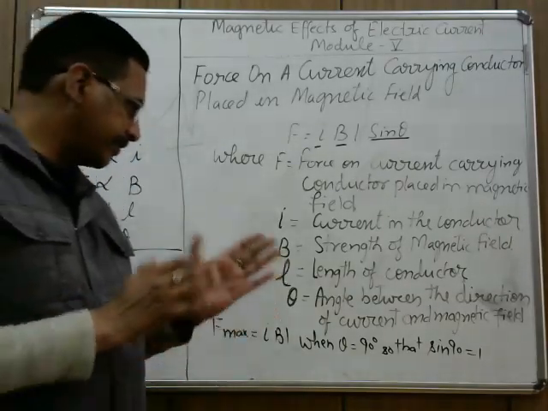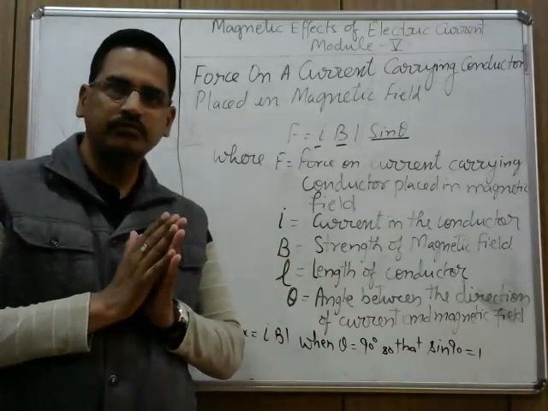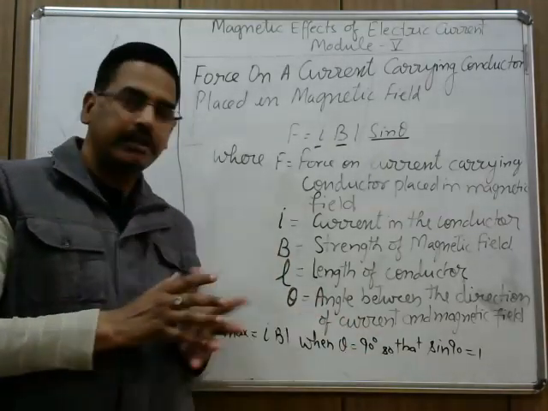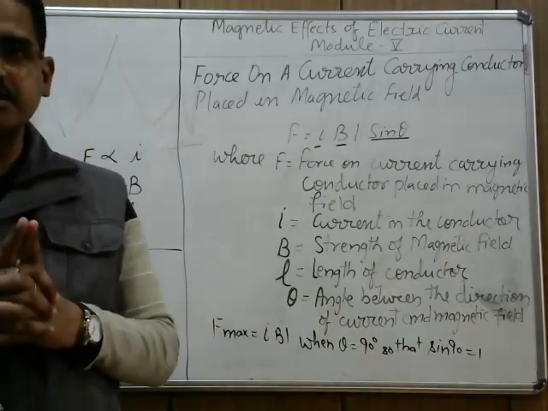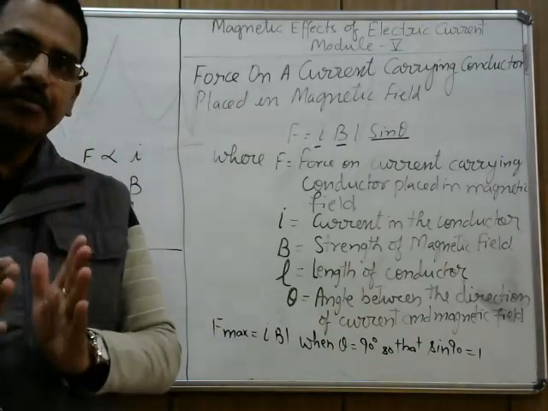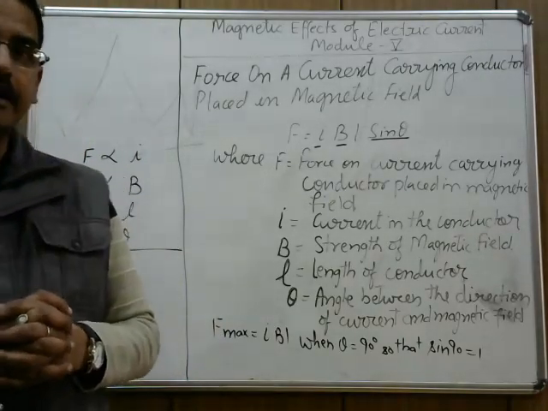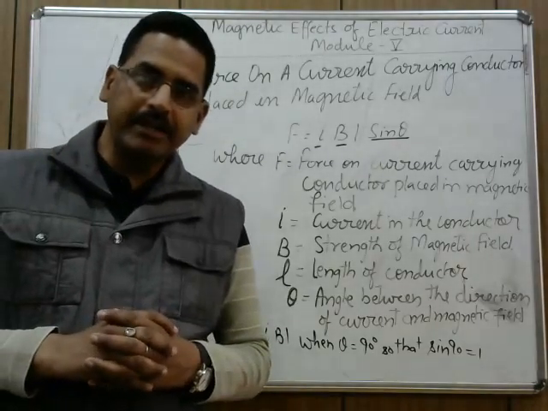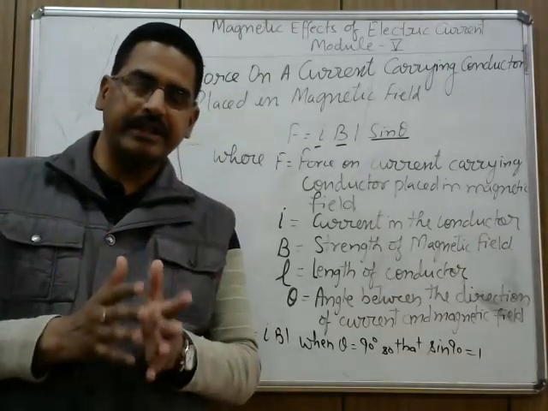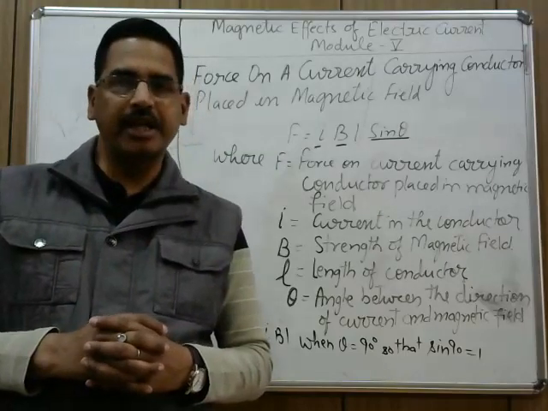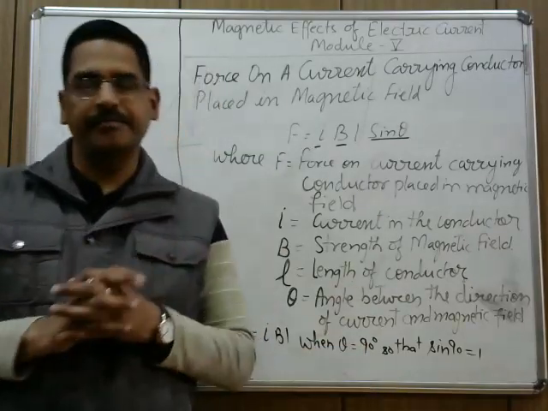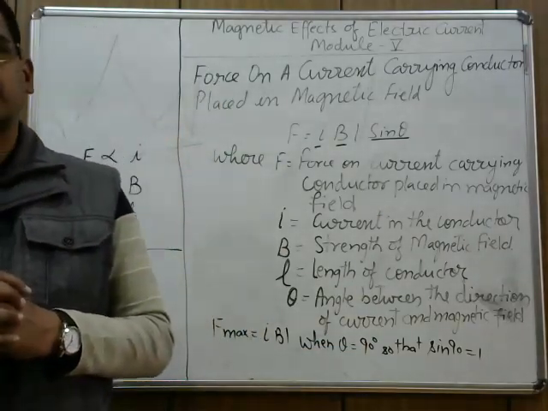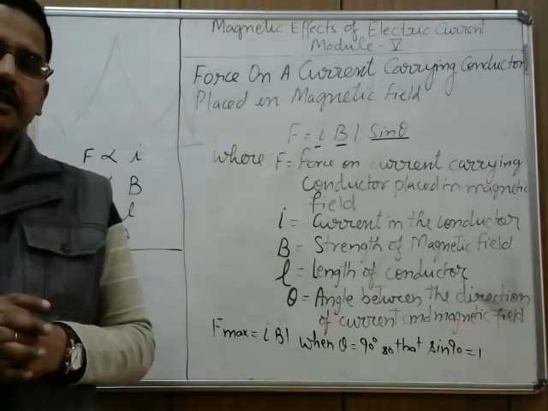Now the question is, what does it mean that theta is 90 degrees? It means when the angle between the current and magnetic field, that is the angle between the direction of current and the direction of magnetic field, is 90 degrees, then the force on the conductor will be maximum.